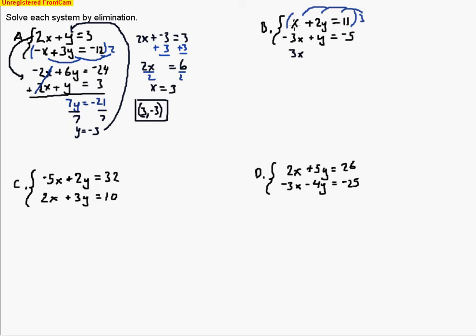So here I end up with 3x, 2 times 3 makes 6y, and 11 times 3 makes 33. So now I can add them together to cancel out that x term. So I still have a y term here. And when I cancel this out, I end up with 7y equals, now here I have to subtract, and when I do that, I end up with a positive 28.